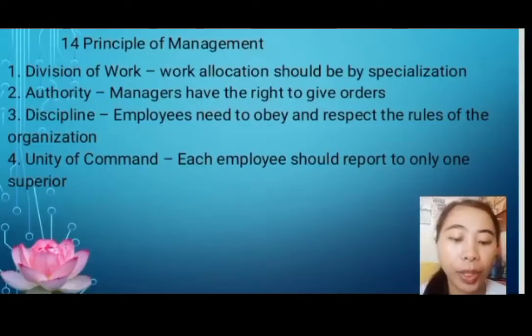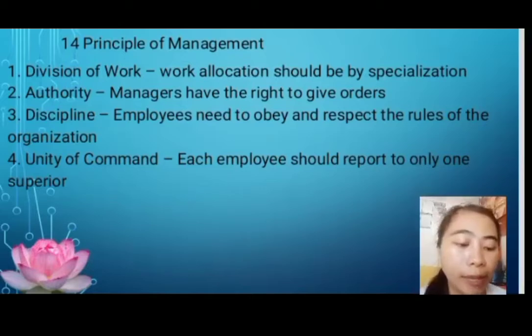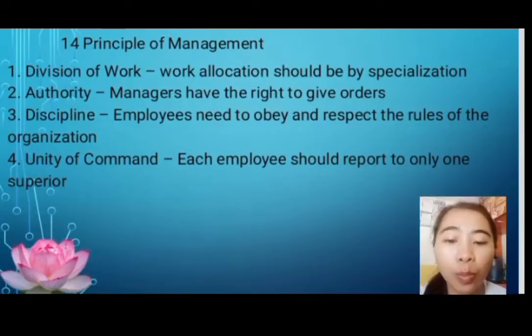The first one is division of work. Is simply division of labor na kung saan ipinaghahati-hati natin ang mga trabaho at ibinibigay sa iba't ibang grupo based on specialization. The second one is the authority.